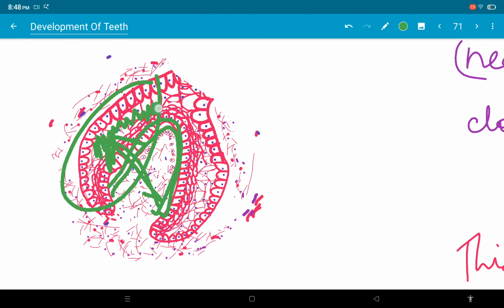After the shrinking of the stellate reticulum, the capillaries, that is in the dental sac, and there will be foldings in the outer enamel epithelium.